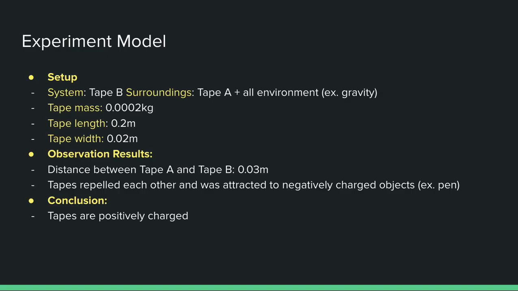For the experiment model, tape B is the system, and tape A and all the environment surrounding it are the experimental surroundings. The tape mass that I measured is 0.0002 kilograms, the length is 0.2 meters, and the width is 0.02 meters. The distance between tape A and tape B that I measured is 0.03 meters, and the tapes repelled each other and were attracted to negatively charged objects like a pen nearby. From this observation, I concluded that the tapes are positively charged.